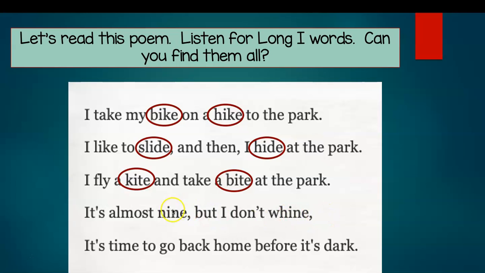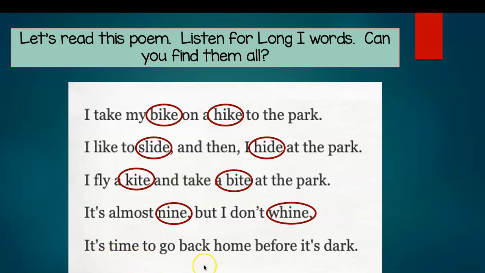Did you find the magic E words here? There's one. Nine. Can you find the other one? It rhymes with nine. Let's change the n to a w. Wine. Nine and wine rhyme, and they're long I words.